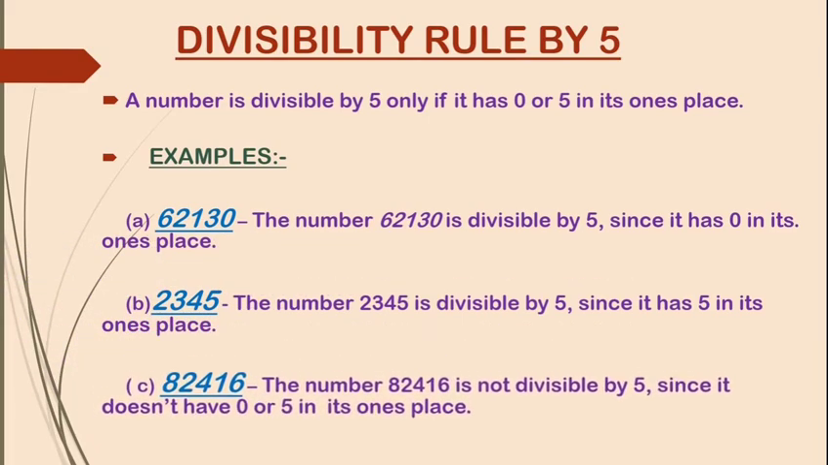The last example is 82,416. So what's the last digit of this number? That is the number in the ones place. It is 6. So because it is 6 and it is not 0 or 5, the number won't be divisible by 5.